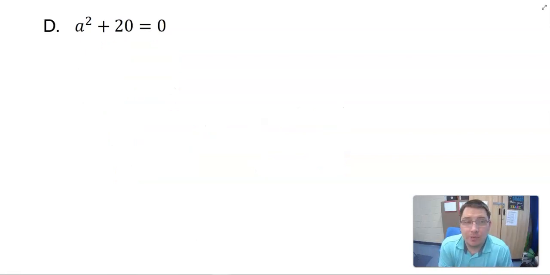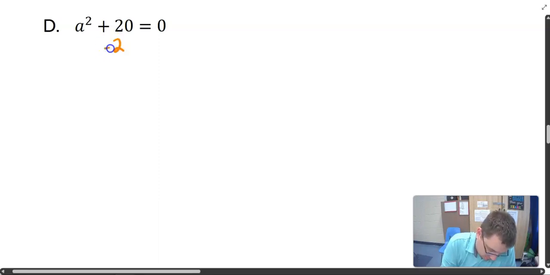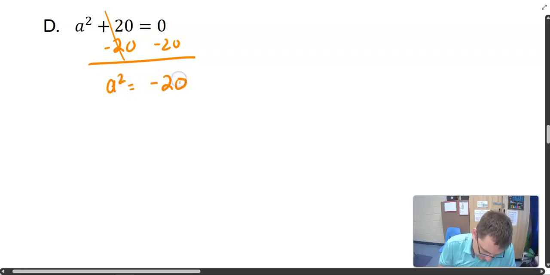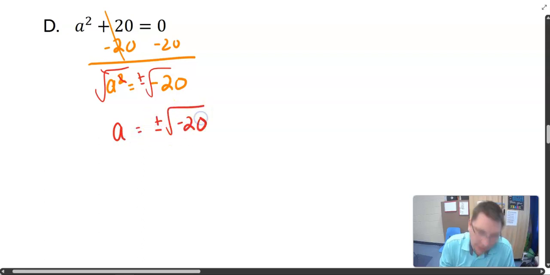In example D, we've got a squared plus 20 is equal to 0. So our first step here, again, we're trying to solve for that variable. So we're going to subtract 20 from both sides. And so a squared is equal to negative 20. We then need to take the square root of both sides. So square root, don't forget your plus or minus. Square root canceling the square. a is equal to positive or negative square root of negative 20.